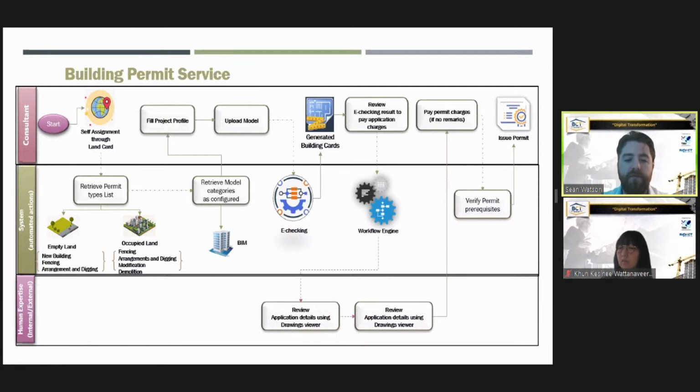On the consultant side of the application, once they're happy with the project information, they would upload the model. We would carry out a number of e-checking processes, such as are the minimum area requirements met? We can check the plot boundary if it's within the agreed boundary. And after that e-checking process, we would then generate the building cards. And obviously the consultant could then review, complete the application, and we could issue the permit. So that's an overall basic idea of how we could smarten up the system, I guess.